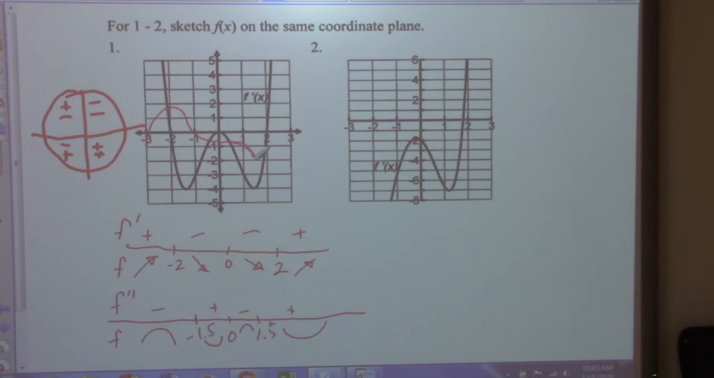And then what do we have from 1.5 to 2? Oh, wait a minute. Negative over positive. So this looking piece here, all the way to 2. So we go like this. And what do we have greater than 2? Positive, positive. So that's going to be this piece right here.